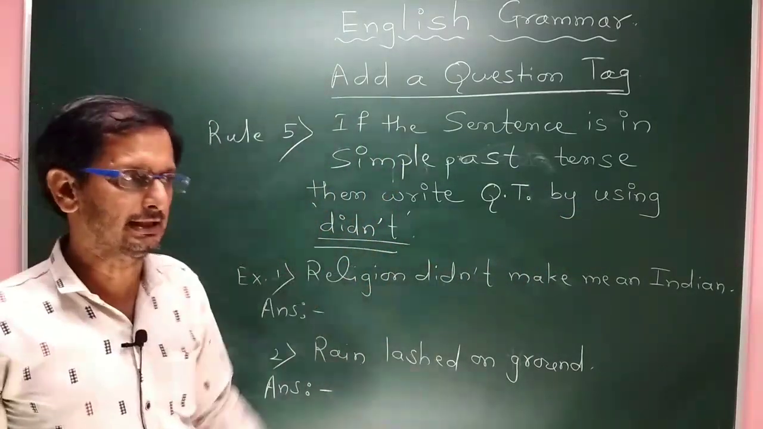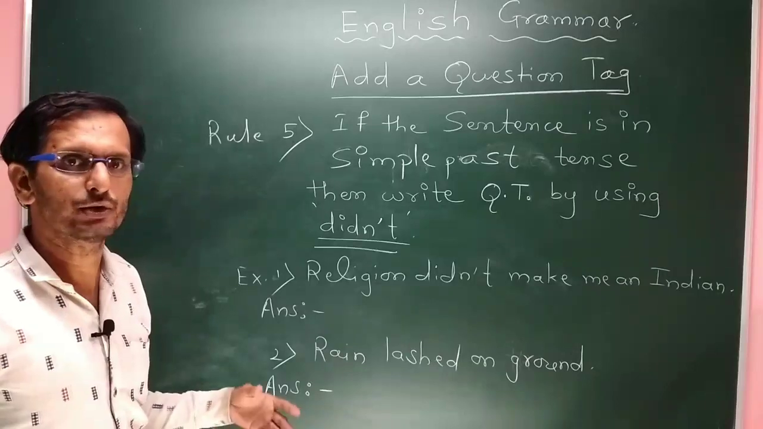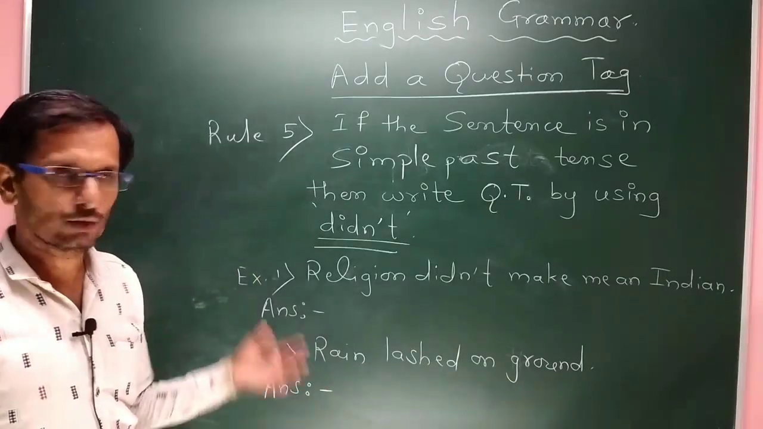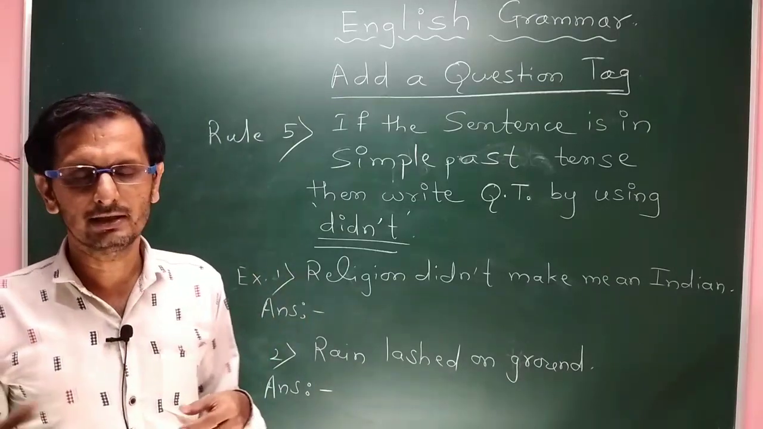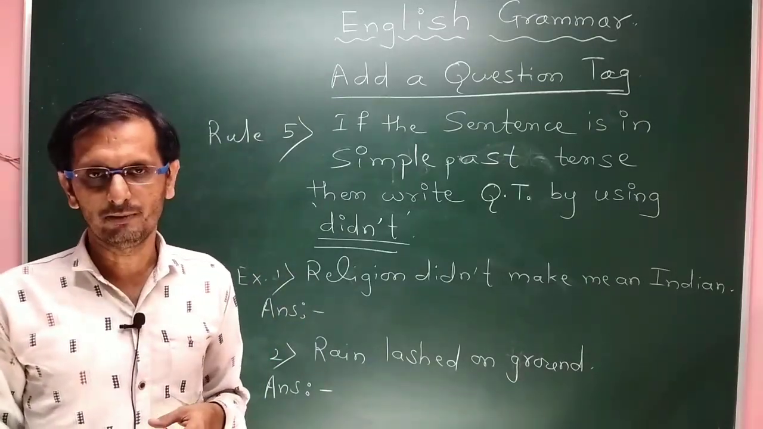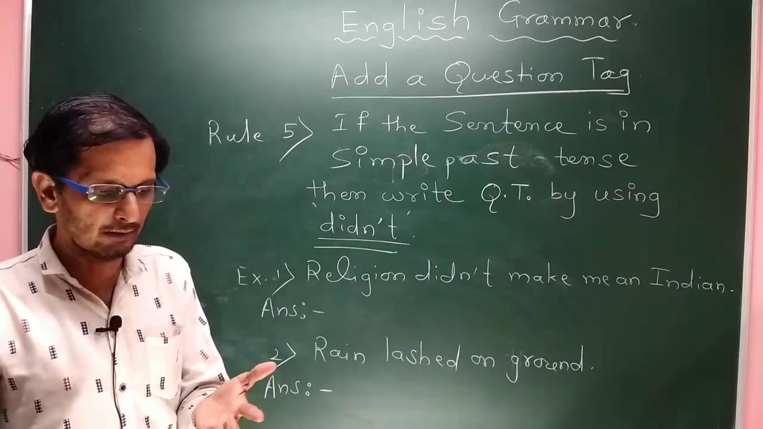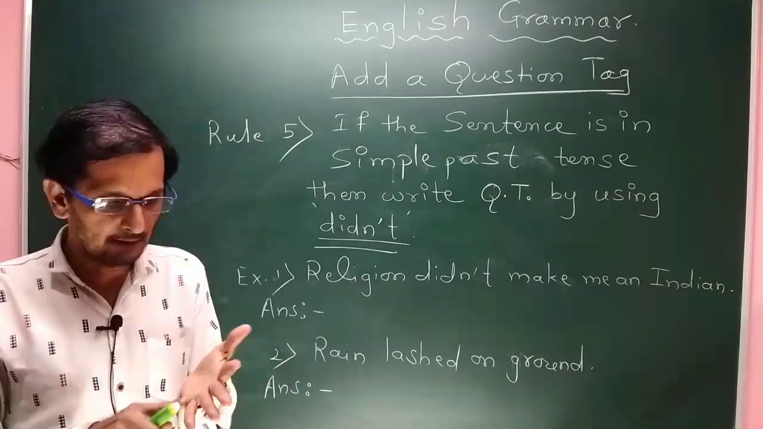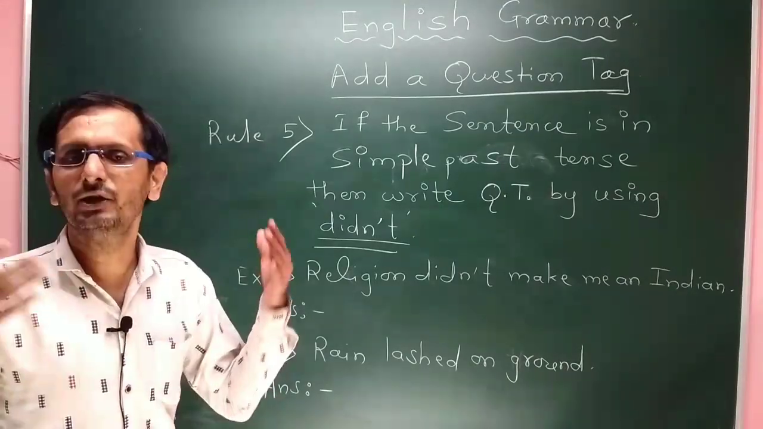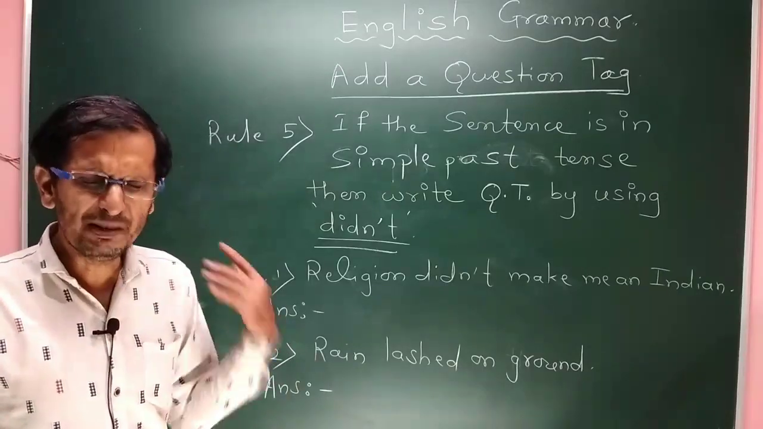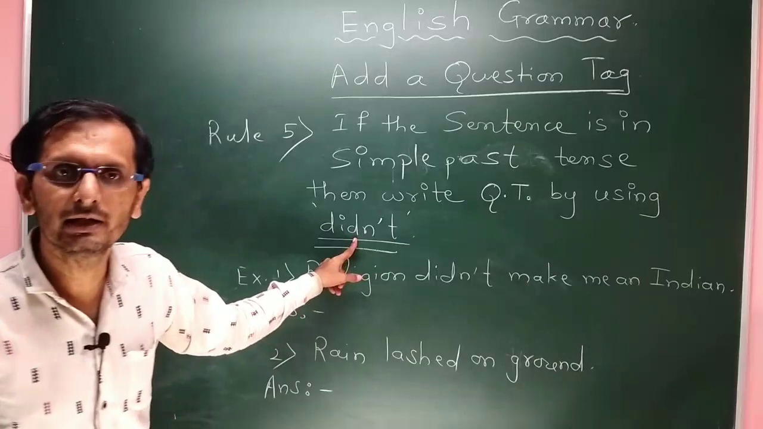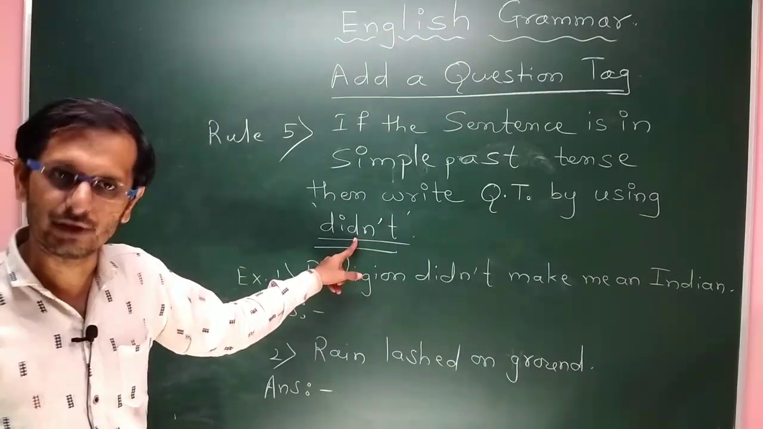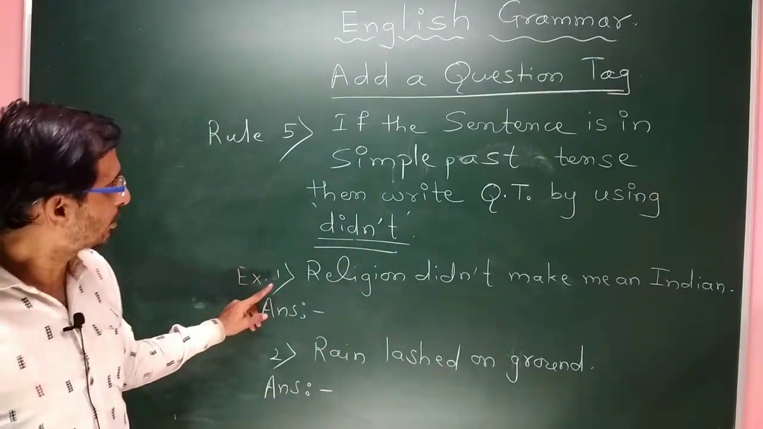Whenever there is a sentence which is in past tense, then obviously you have to use didn't. First you have to understand the tense of the sentence. Look for the verb, helping verb or main verb. If the helping verb or main verb is in past tense, then blindly you can use didn't while writing the answer of the question tag. Now we will go to the first example.